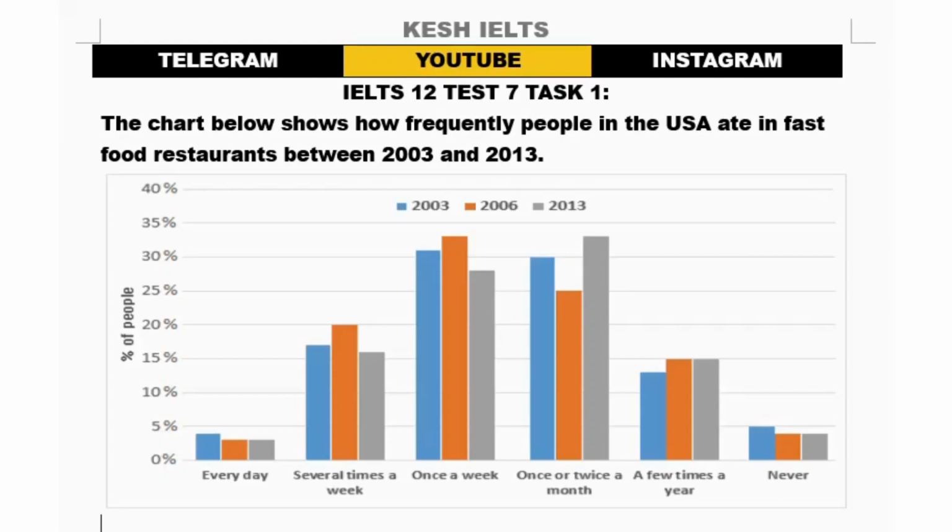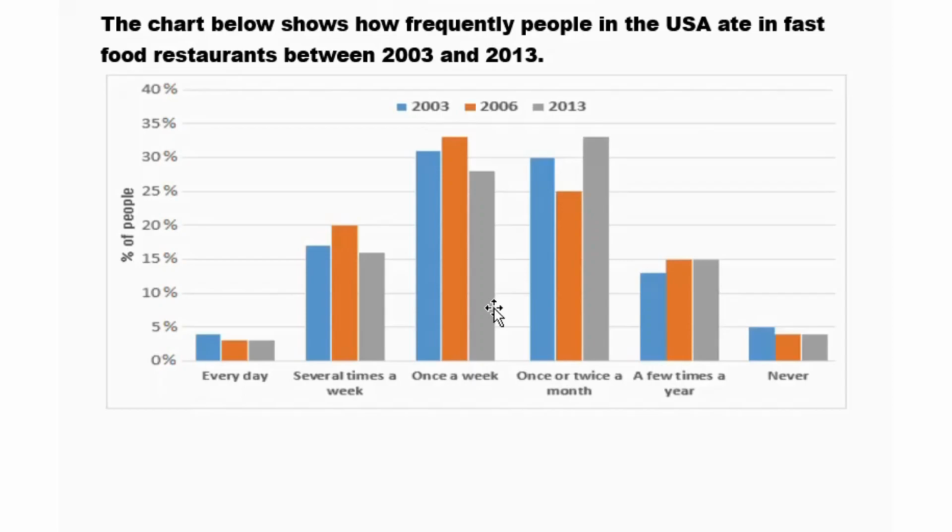It's from IELTS 12 Test 7 Task 1. The bar chart below shows how frequently people in the US ate in a fast food restaurant between 2003 and 2013. As you can see, we have this bar chart here. I hope it's visible and it's clear. If you don't have it, please keep it in front of you so that you can learn much more.